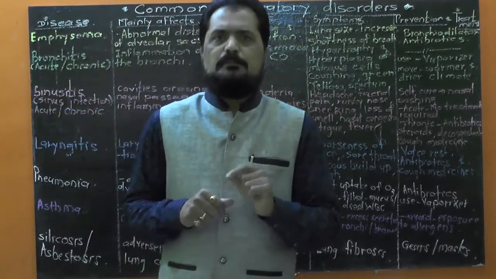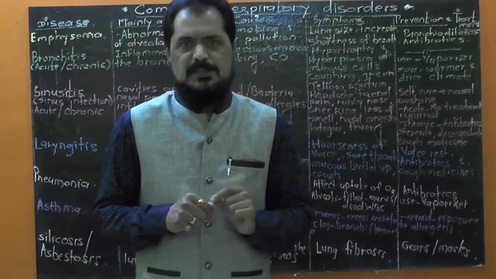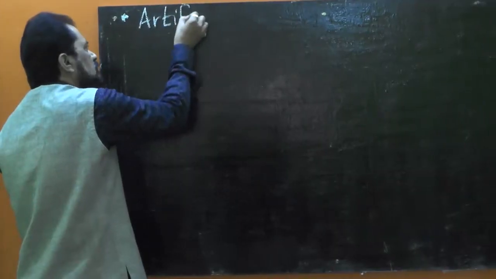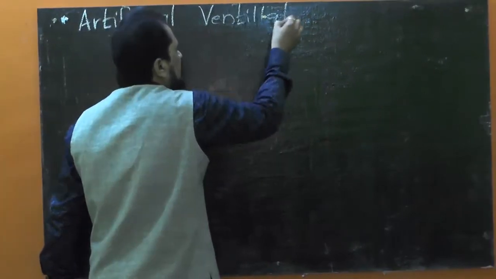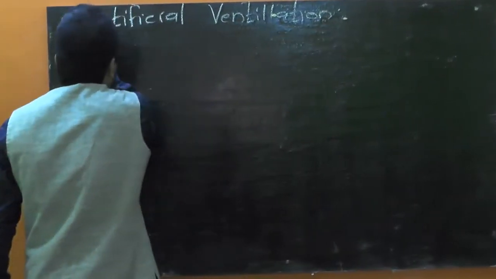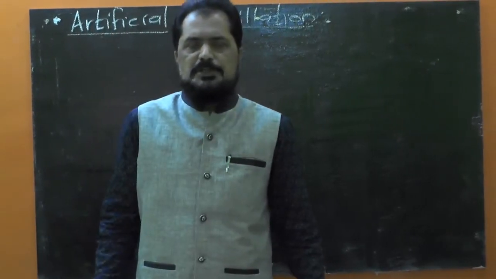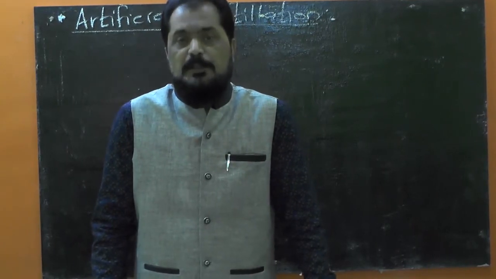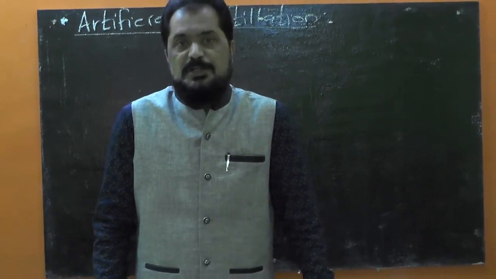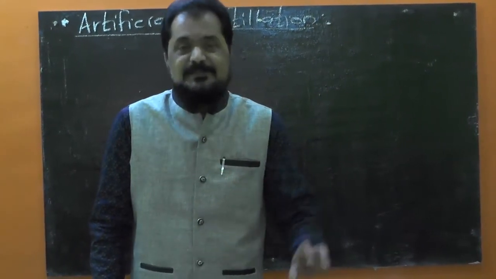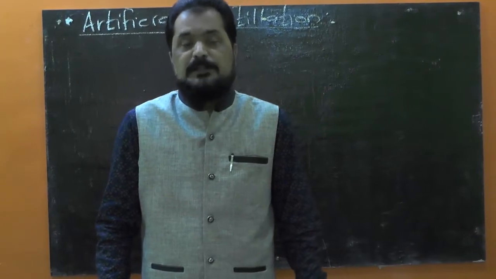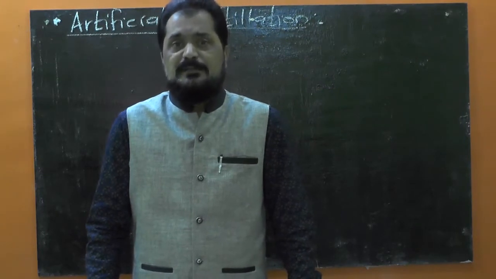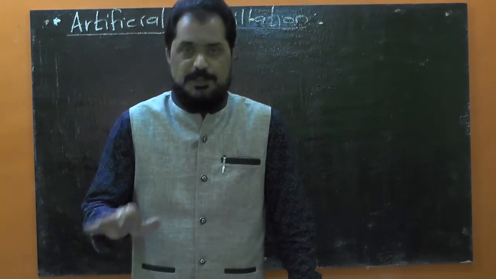Now let us talk briefly about two more little concepts, that is artificial ventilation and ventilator. Let us move. Artificial ventilation may be known as artificial respiration. Artificial ventilation or artificial respiration is the method of inducing breathing in a person in whom natural breathing has ceased, has stopped, or is faltering. That is, natural breathing has ceased or the breathing is taking place at a very slow rate.